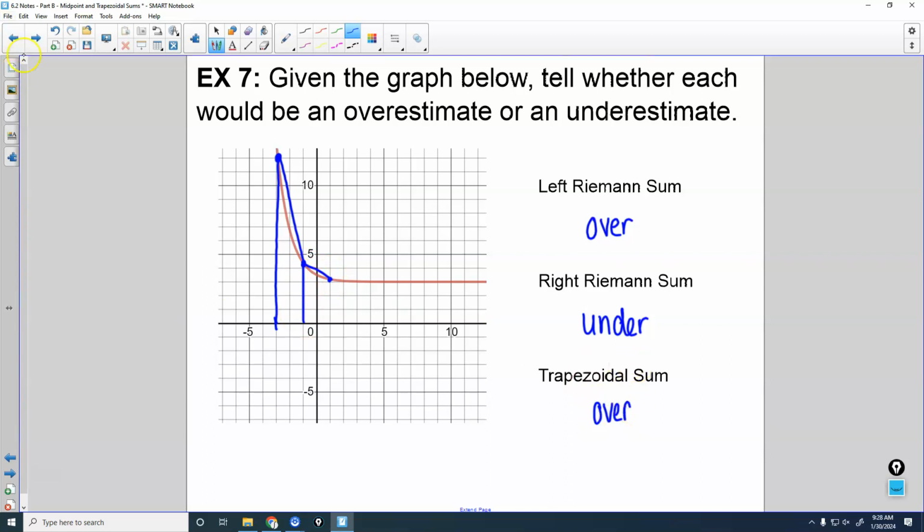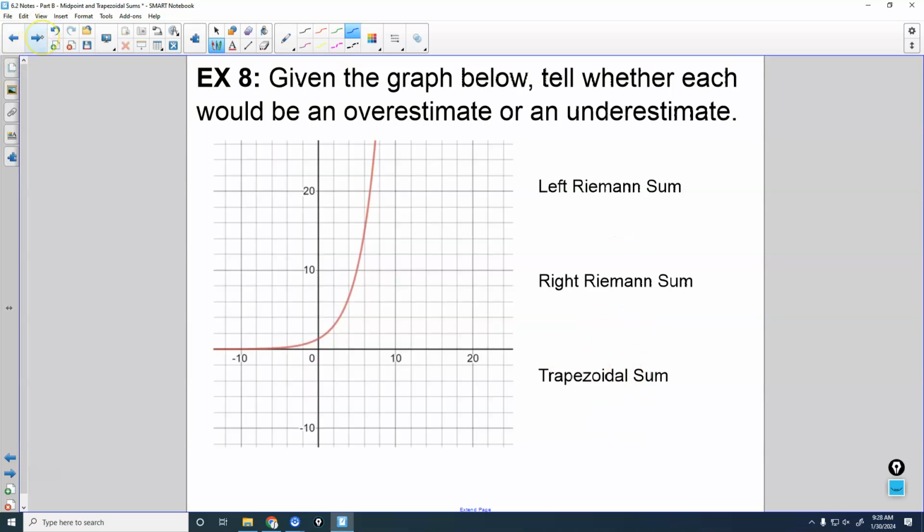Okay? We are right here. Okay, 8. Left, over or under? Under. Which means right is going to be over. Trapezoid.